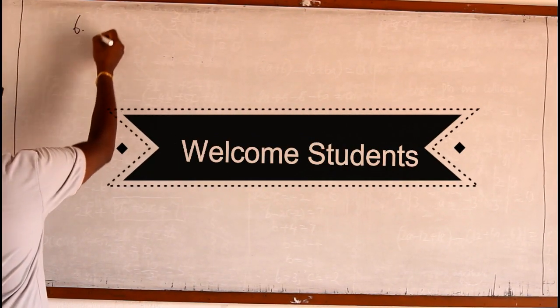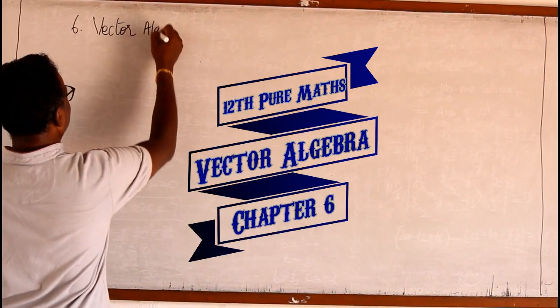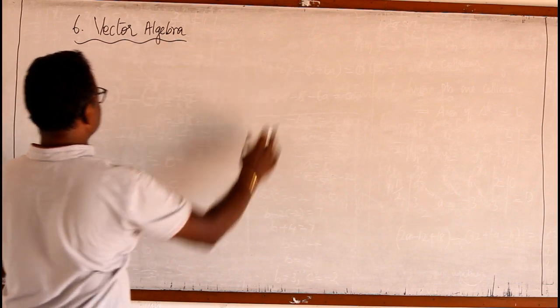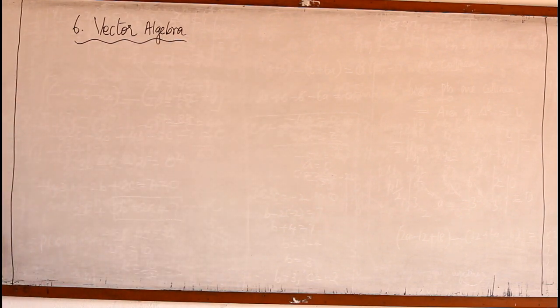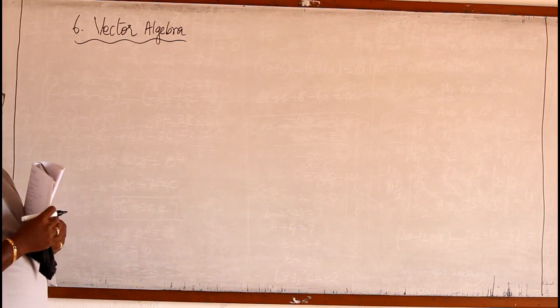Today we start the sixth chapter, vector algebra. We already studied vector algebra in our 11th standard, up to products of vectors. So today we are going to start only from the product of vectors.